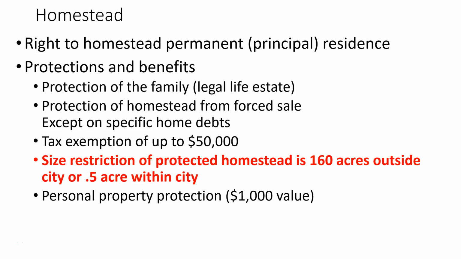You also get a tax exemption of $50,000. You want to make the taxes a little bit cheaper if you've homesteaded a property. The size is restricted to 160 acres outside the city or half an acre within the city. You also have personal property protection of up to $1,000 in value.